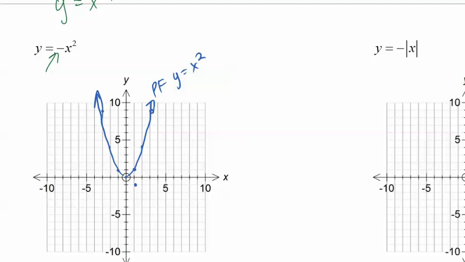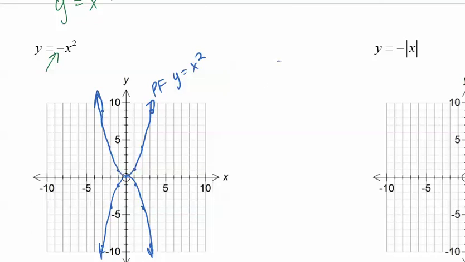Where we have the point 2, 4, now it's going to be 2, negative 4. Where we have the point 3, 9, now it's going to be 3, negative 9. And the same thing on the other side. Negative 1, 1 is now going to be negative 1, negative 1. Negative 2, 4 is now going to be negative 2, negative 4. And then the same thing for 3. So all of our y values become negated, or the opposite of what they were before, and so it causes a reflection, a mirror image below the x-axis.